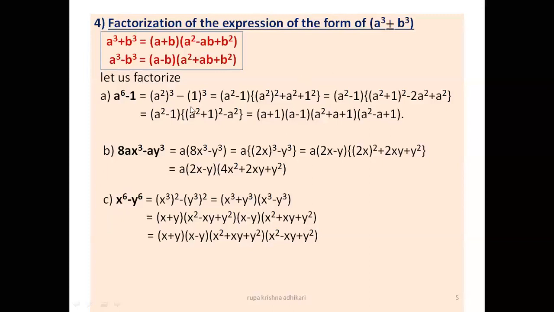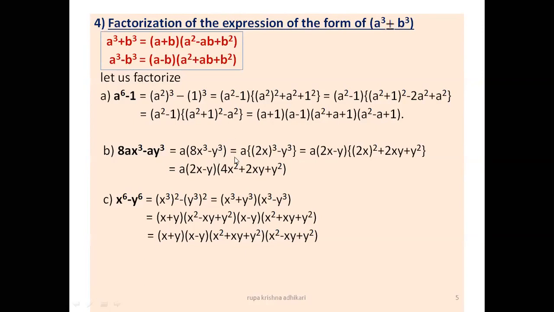Let's move on to second example. 8ax cube minus ay cube. What should be the first step? Yes, a is common. So I am taking a as common factor. Now what is left inside? 8x cube minus y cube. You can see clearly 8x cube and y cube are cube forms. You can apply the formula a cube minus b cube there.